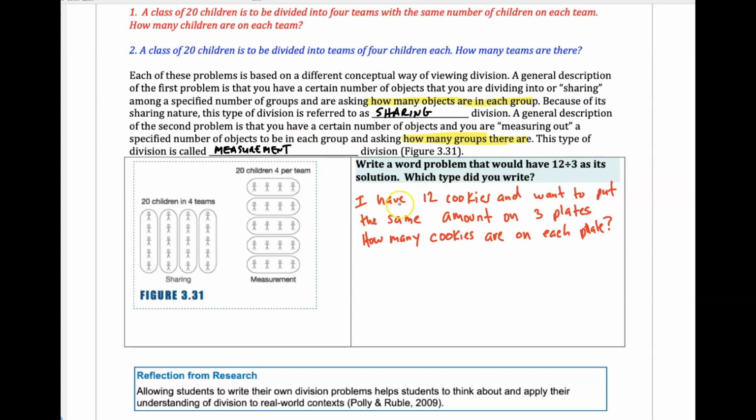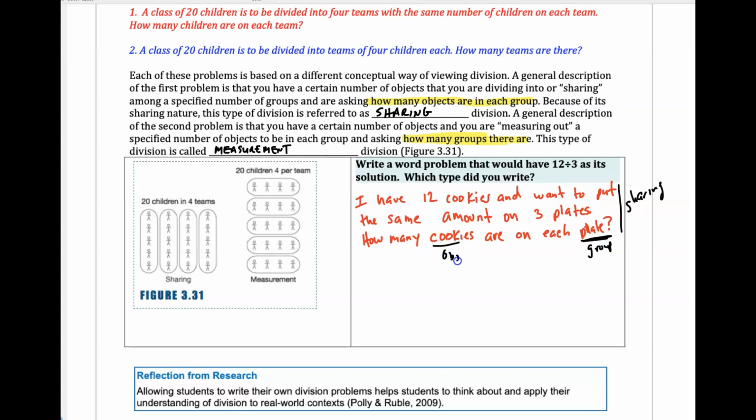So I've done an example here. I have 12 cookies and want to put the same amount on 3 plates. How many cookies are on each plate? And so in this case, we're considering the plate as a group. And so this first one here, we're determining how many cookies are on a plate. This is a sharing division problem. That's what we're looking at in this case here. So this is sharing. How many cookies are on each plate? That's your group, right? The plate is the group, and the cookies are the objects.